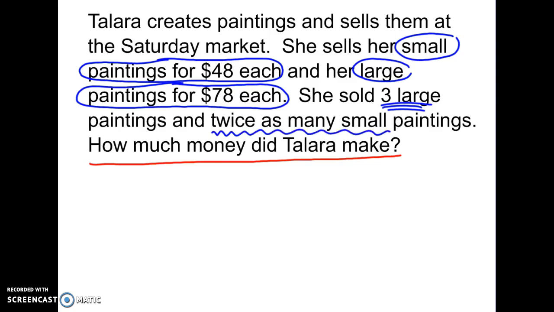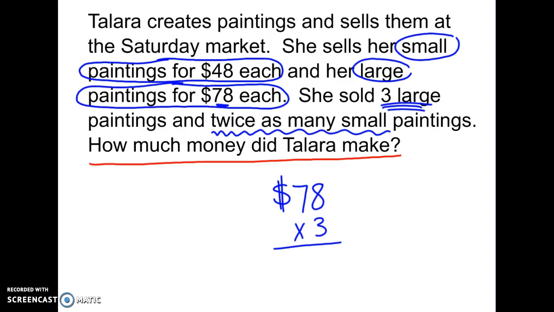Okay. So, first of all, I know that she sold 3 large paintings. And I know that her large paintings sell for $78 each. So that tells me that she gets $78 for 1 large painting, but she sold 3, so it's going to be 3 times as much for all the large paintings that she sold, which is 3. So I know I'm going to do that.